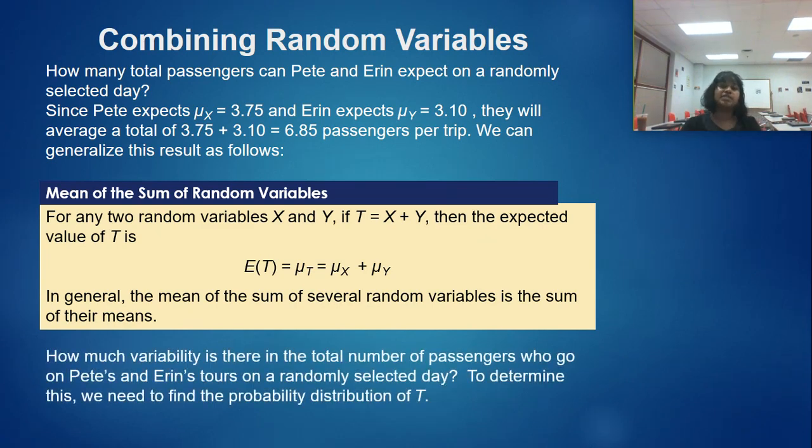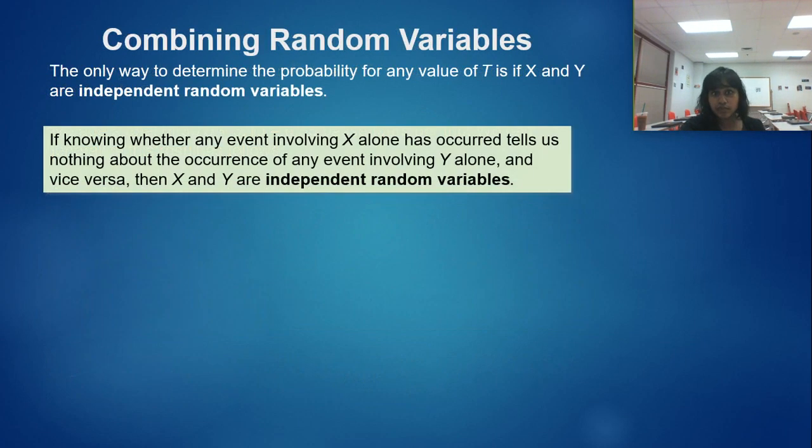So now that we've discovered that the mean is 6.85 passengers per trip of both tours, how much variability is there in the total number of passengers? So again, we're talking about variance and variability. They don't necessarily want us to solve for standard deviation yet, but we might need it to interpret or understand what's going on. So the only way to determine the probability of T is if X and Y are independent.